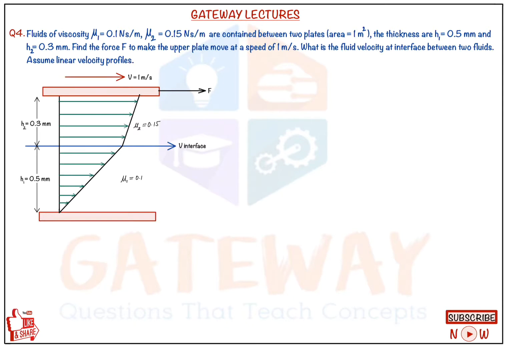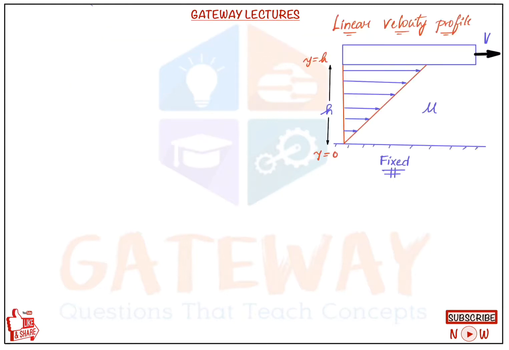One important thing to note is to assume linear velocity profiles, and we'll make a few basic concepts clear here so that we can proceed to the question. If the concept is not clear, we'll not find a way to solve the question. Let's go through the concept. Whenever a linear velocity profile is given, between a fixed and a movable plate, or between a fixed medium and a movable fluid, whatever it may be, always remember that the velocity gradient du by dy is constant.